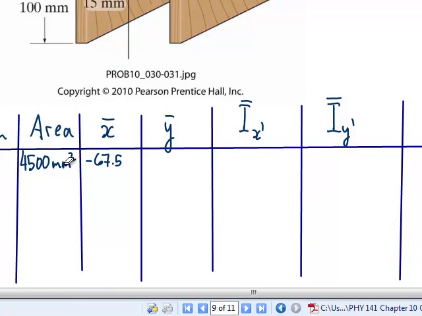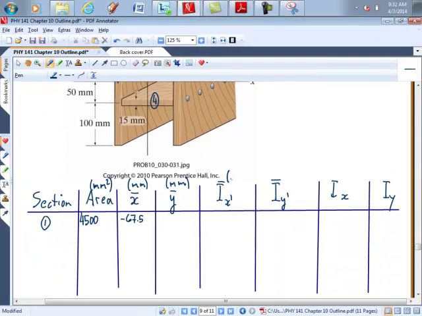I'm going to save myself some time here. These are all going to be in millimeters squared. These are all going to be in millimeters. These are all going to be in millimeters to the fourth, all the way over.